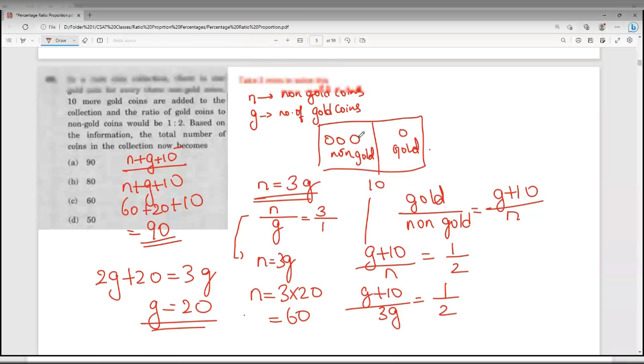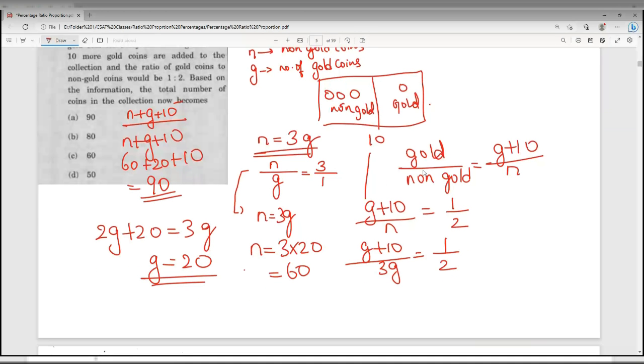Whatever ratio they are saying, just write it down here: gold upon non-gold. They've added 10 more gold coins. Earlier, the gold coins were G and N was non-gold coins. Then you set up this equation, G plus 10 divided by N is equal to 1/2. Then substitute N is equal to 3G here, and it becomes this equation. Then you multiply and get 2G plus 20 is equal to 3G. Then G is equal to 20. And we know that N is equal to 3 into G, so N is equal to 60 coins. Gold coins are 20, and an additional 10 gold coins were added. So total coins were 60 plus 20 plus 10, that is equal to 90.